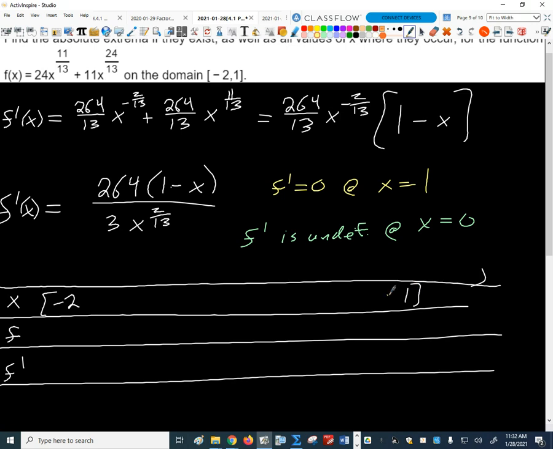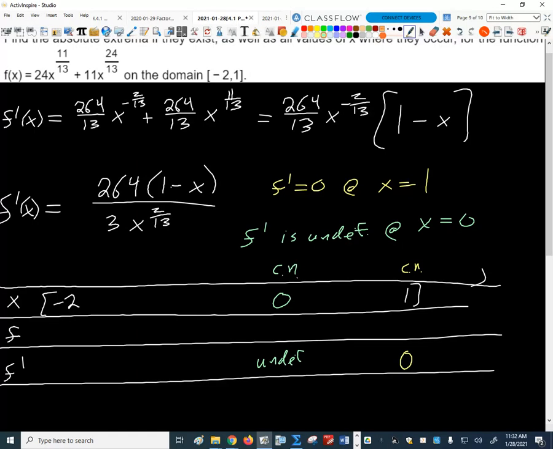At x equals 1, the first derivative equaled 0. So technically, that is a critical number. It's just not an interior critical number. It was undefined at x equals 0, which is an interior critical number. So over here at 0, we had an undefined first derivative, so that's also a critical number.